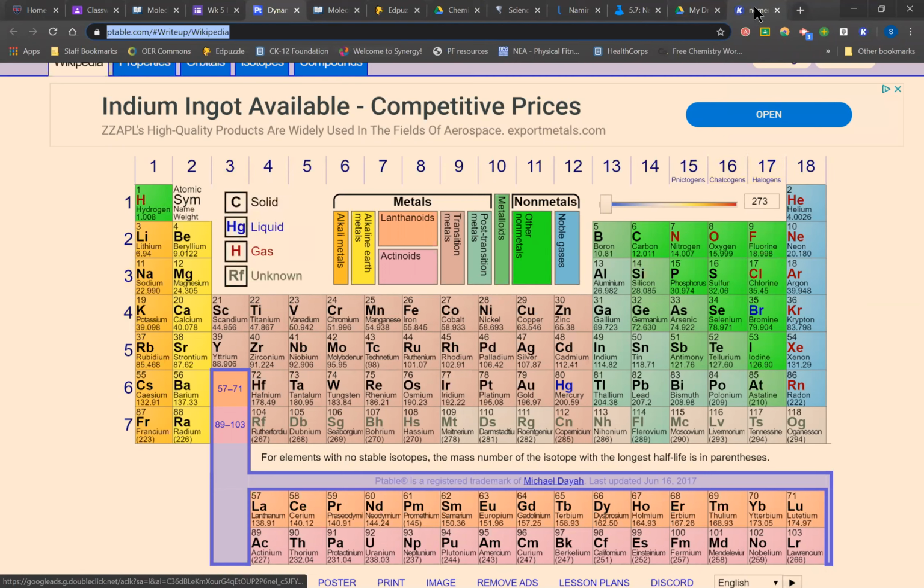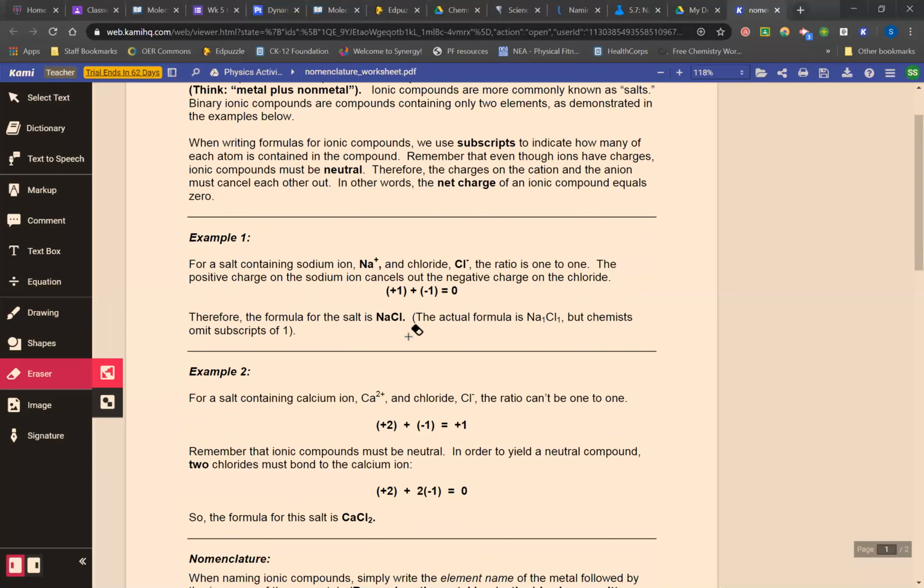Let's see how that's put into use here. So the formula for NaCl would actually be sodium and then chlor. Change the last letters to ide, and you have sodium chloride. All right, and you notice that we don't have the ones, although you can.